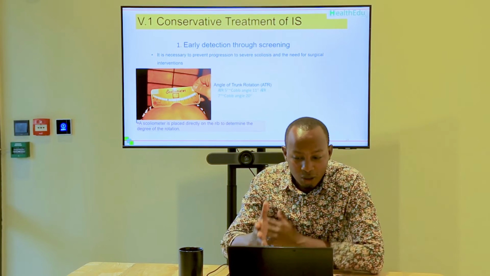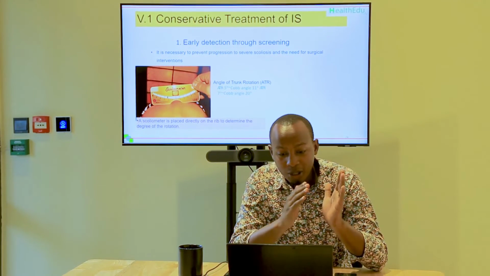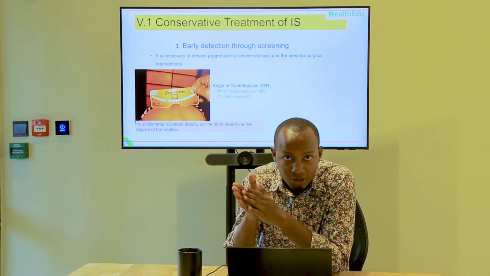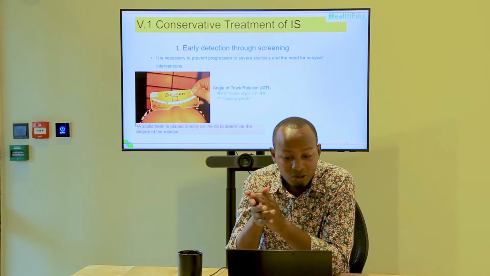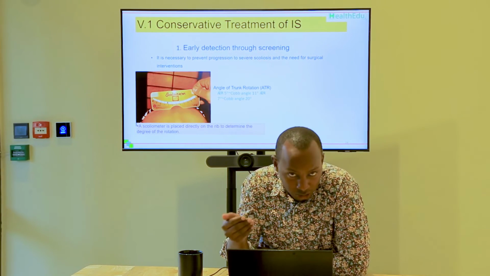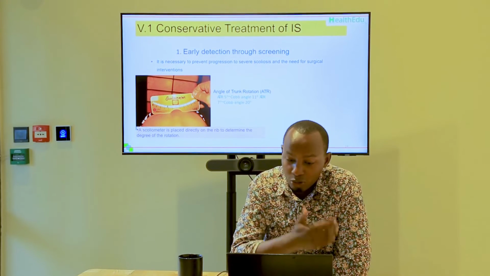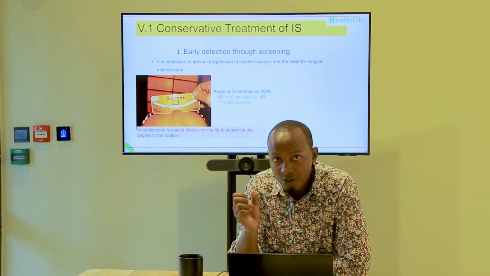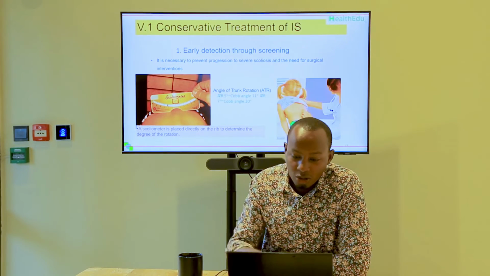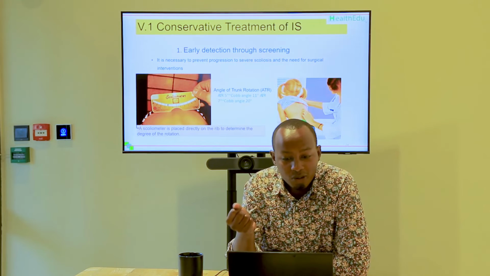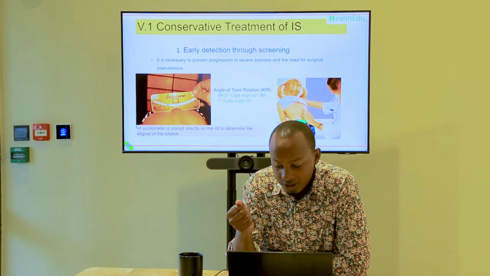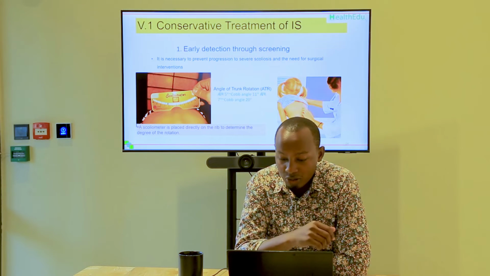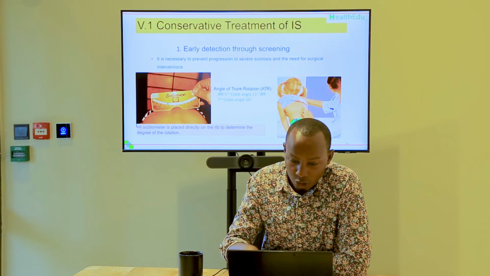There is a way we convert this rotation, where 5 degrees equals 11 degrees in curve angle, but 7 degrees of angle of trunk rotation is referring to 20 degrees. But these are subjective. They have to be confirmed with the curve angle later. So this is the first way of treating idiopathic scoliosis, by observation and early detection through screening at schools and at home.